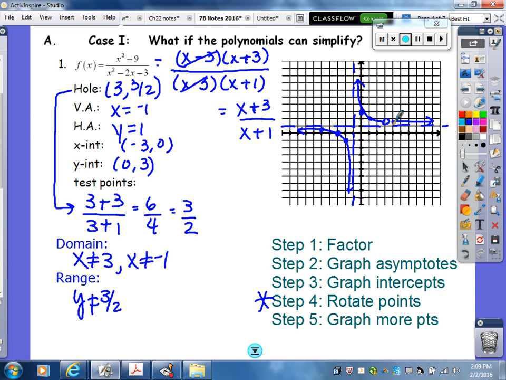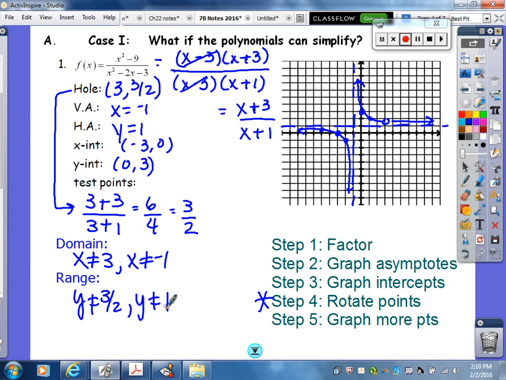Now let's take a moment. We got our domain restrictions. We've got our hole domain and our asymptote domain. Let's look at our range. We've got our restriction on our y for a hole, but we didn't get the one on the horizontal asymptote. So y cannot equal 1. So my domain is all reals, but x can't equal 3 and x can't equal -1. And my range is all reals, but y cannot equal 3/2 and y cannot equal 1.